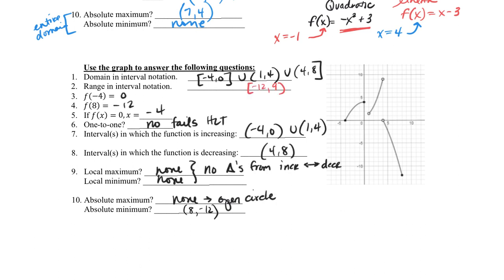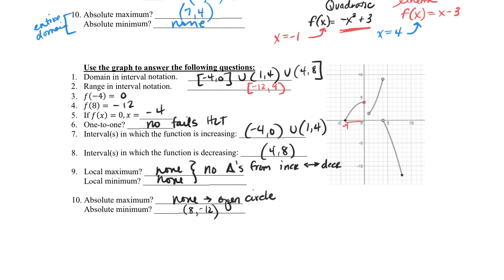Okay, so here's your answers for the second portion of the graph. For domain, you should have -4 to 0 with brackets, union 1 to 4 with parentheses, union 4 to 8 with a bracket. So when I'm looking at domain, remember I'm looking at the x values. So from -4, I use a bracket with that because it's a closed circle. So I've got x values that go from -4 to 0.